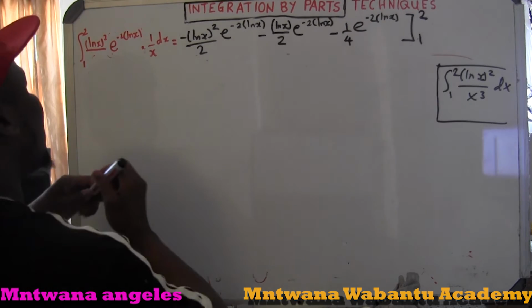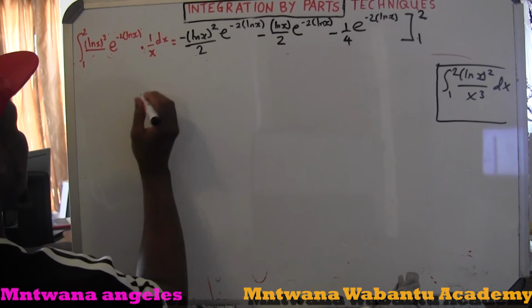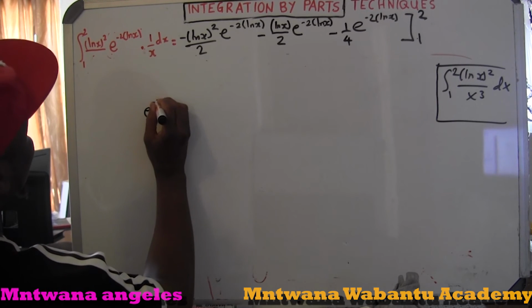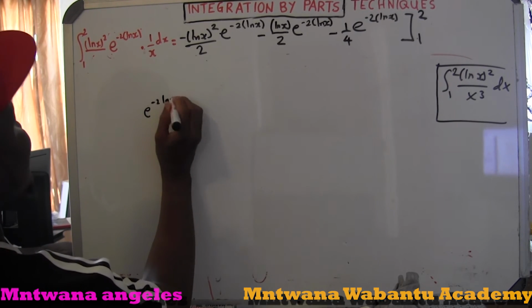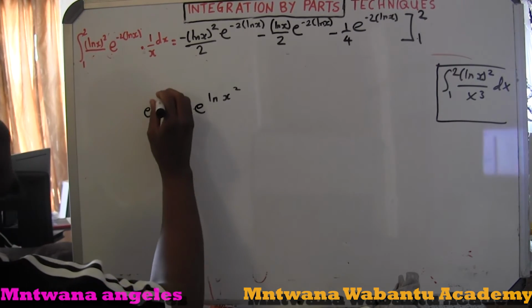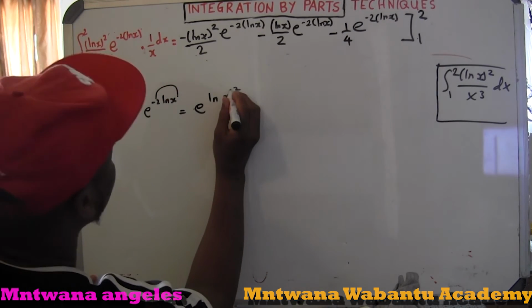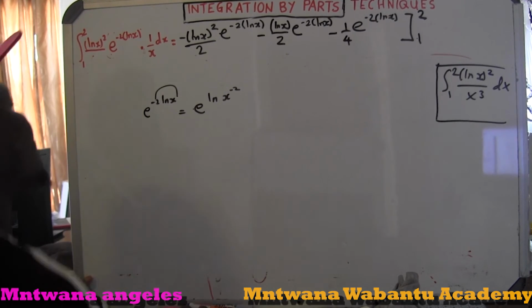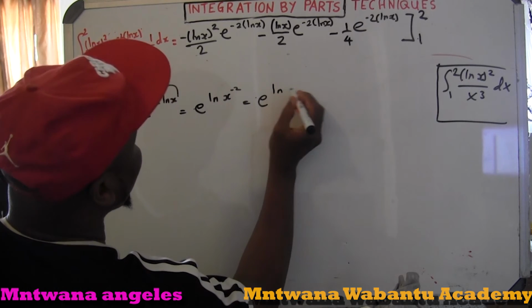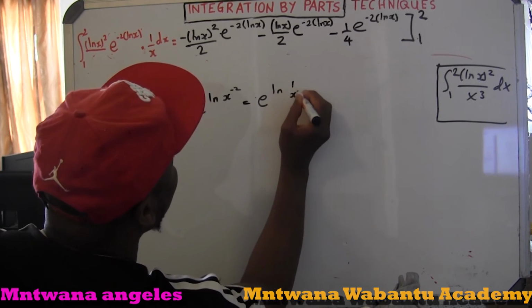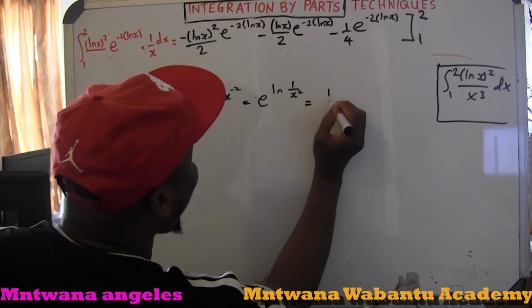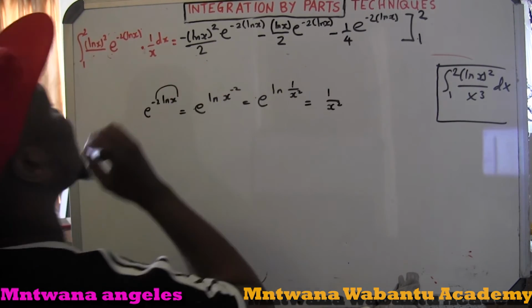Okay, cool. So now, look, you see this stuff here? e to the negative 2 ln of x, I can take this 2 back. So this is equal to e to the ln of x squared, like these can come back like that. And this is equal to e to the ln of 1 over x squared. Mathematically, this is equal to 1 over x squared.